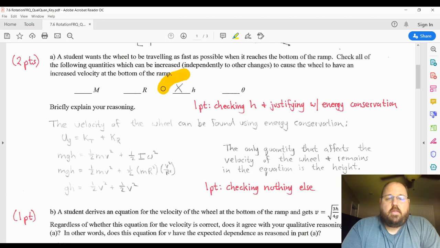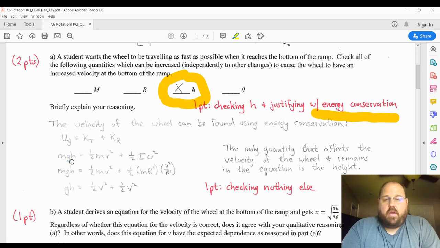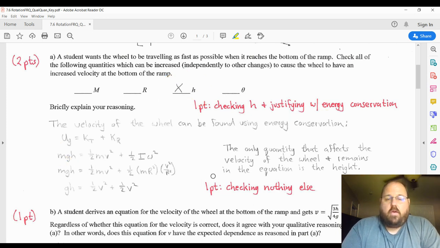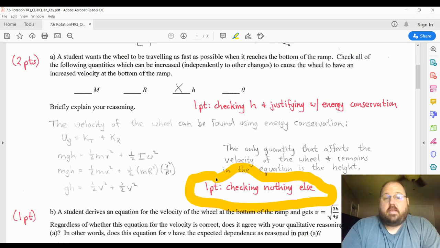We should have checked only the height, and then justifying it using energy conservation would be worth 1 point. So just that the energy that it starts with is gravitational potential energy, mgh. And the second point is for that being the only thing that is checked. So for checking nothing else, you would get a second point. Now, if you checked nothing, then you get nothing. You have to check at least height and explain in terms of energy conservation for the first point, and then have everything else unchecked in addition to that to get the second point.